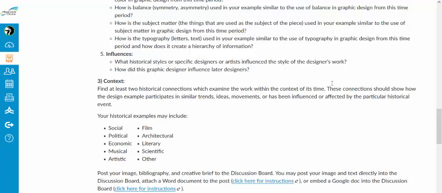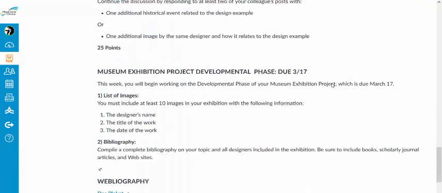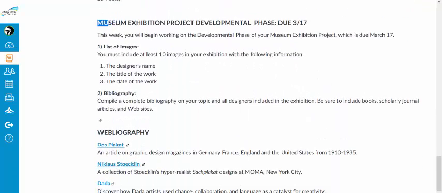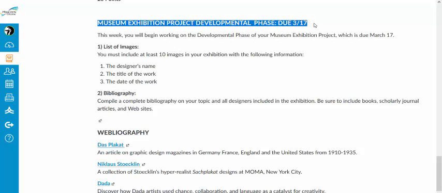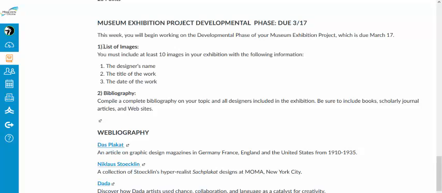Also this week, you'll begin the next phase of your museum exhibition project, which is the developmental phase. And again, like the first phase, you have 4 weeks to work on it. You'll be compiling a list of images, and you need to have at least 10 images in your exhibition, and you'll include the following information.